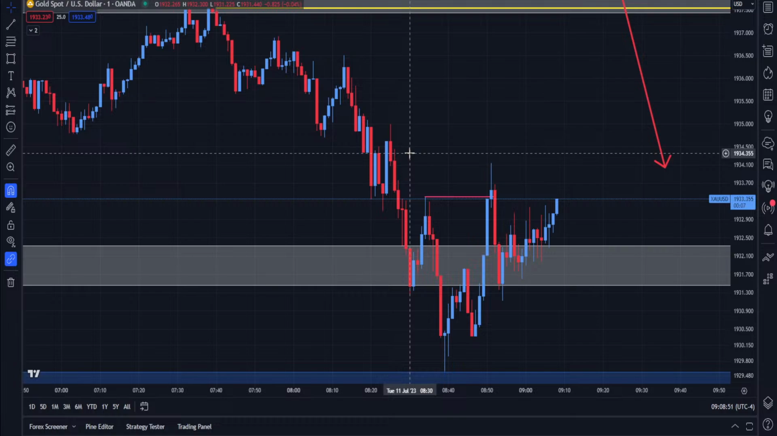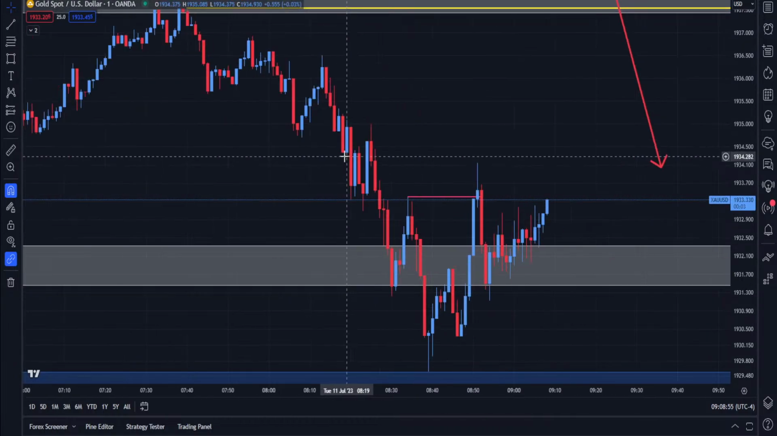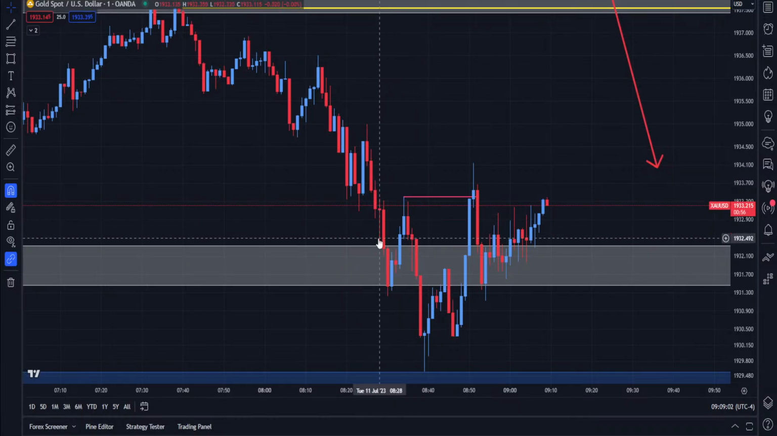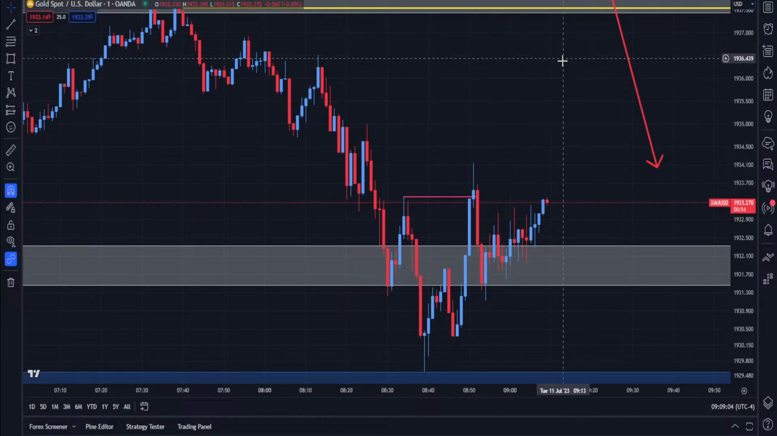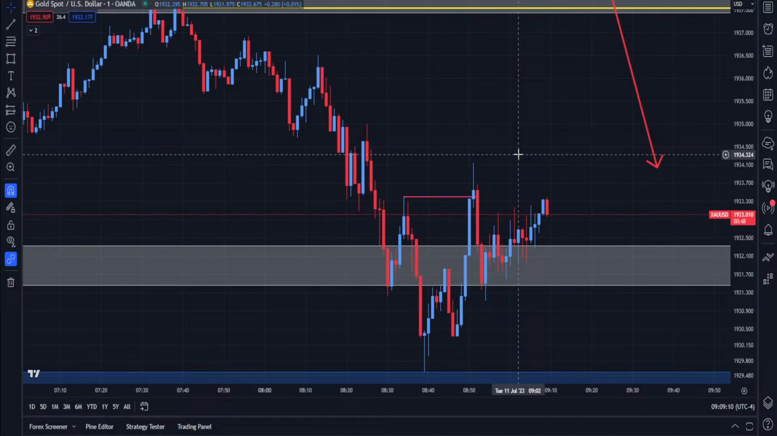Okay, so we're just chilling right now. We don't see anything yet, and I'll give it an extra few minutes just in case it spikes up in the next 5-10 minutes. If it doesn't, then we should just end it off.